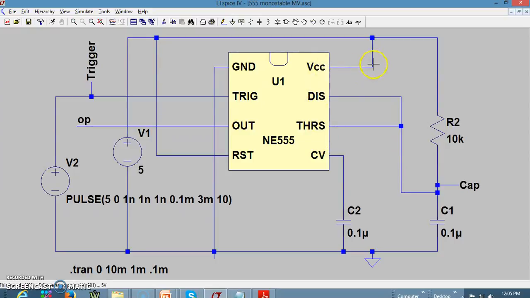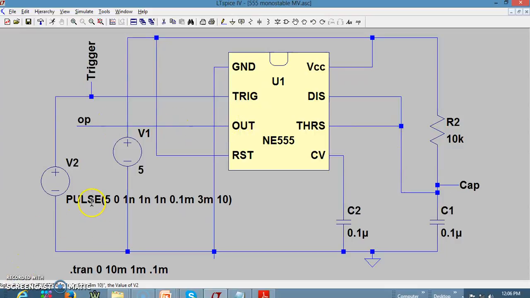You can see we have connected the VCC and the reset to VCC, because reset is made VCC so that it will not reset the output, and we have given the trigger signal to pin number 2, and pin number 1 is grounded here. The control voltage is connected with the capacitor, so that the control voltage is stable at VTH, which is 2/3 of VCC. We have this resistor R and C, which will decide the pulse width of the monostable, and third is the output pin.